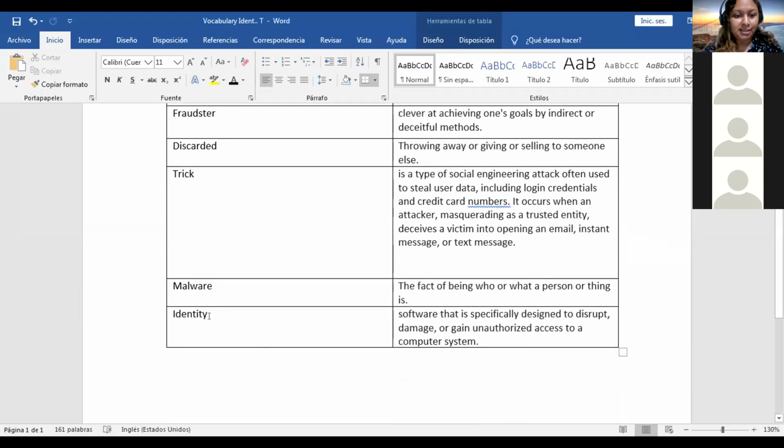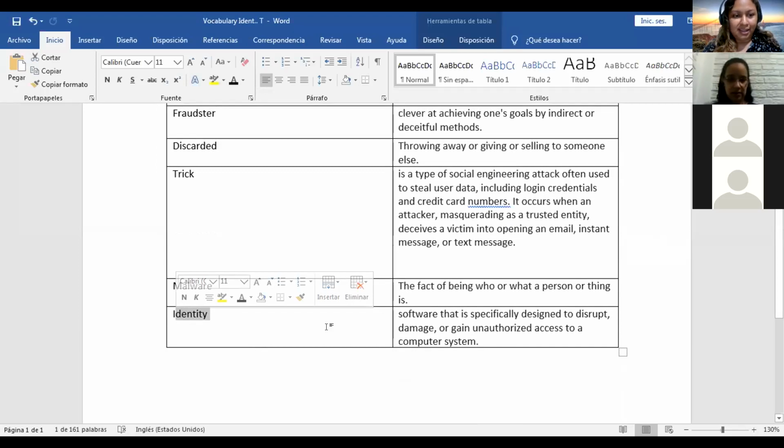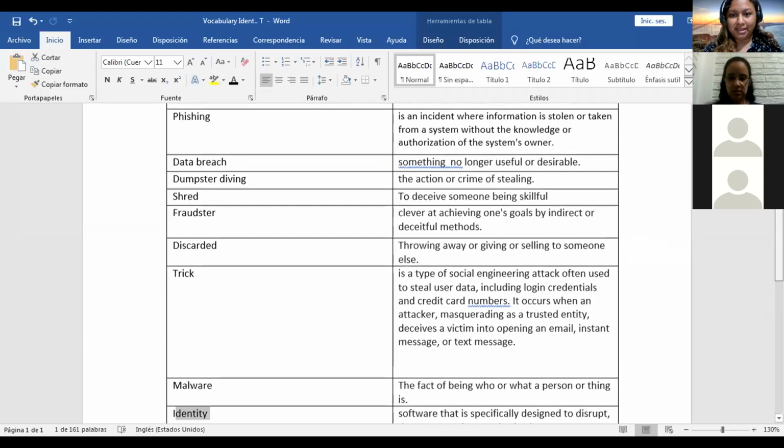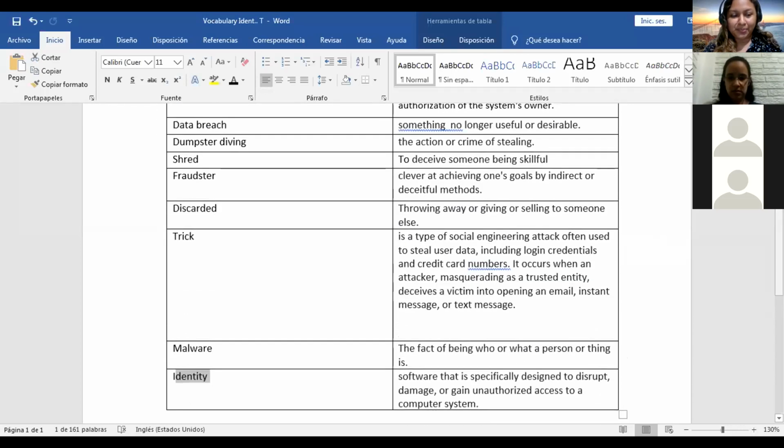Okay, what is the definition of identity? Who wants to give it a try to read it? We decided that maybe it's the fact of being who or what a person or thing is. It is who you are or what something is. So in grammar, the word identity is a noun. It is a thing, like when we say money, problems, or class. It is something, a thing. So it is a noun.